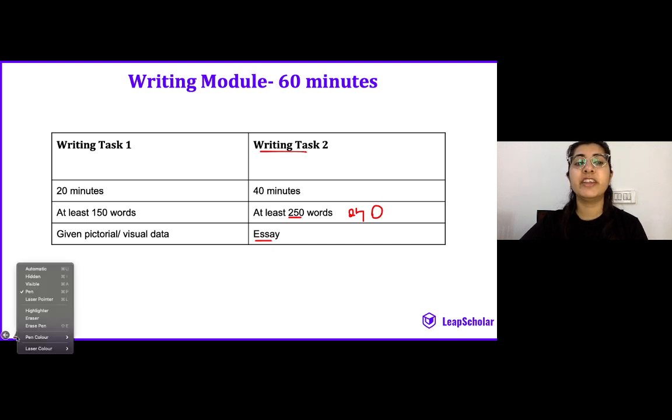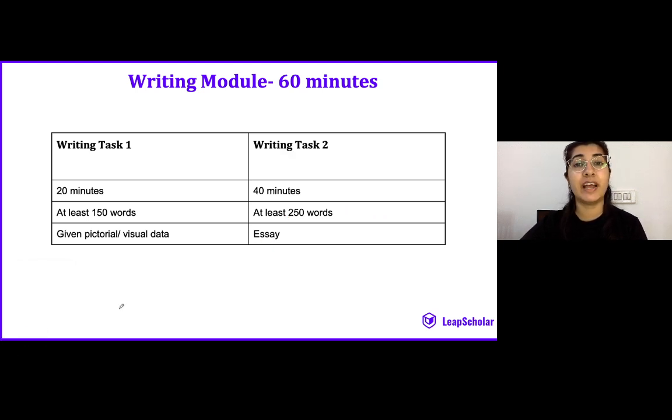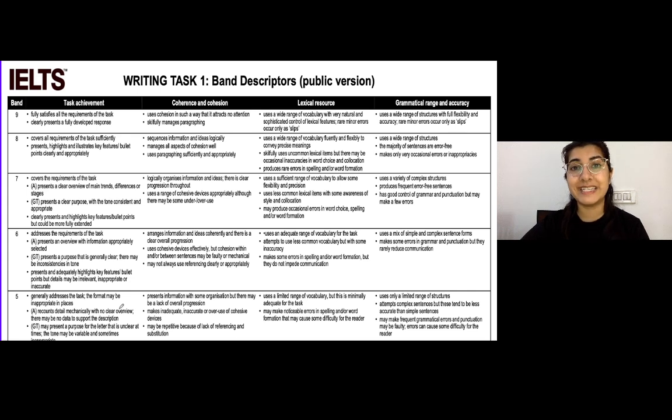Now, remember when you're trying to write this essay, please keep in mind that you will be evaluated on four criteria, which is task response, coherence and cohesion, lexical resource, and grammar. What do these mean? Let me simplify this for you. These band descriptors are released by Cambridge and it's for all the public to see. I'm going to simplify it in very simple language.